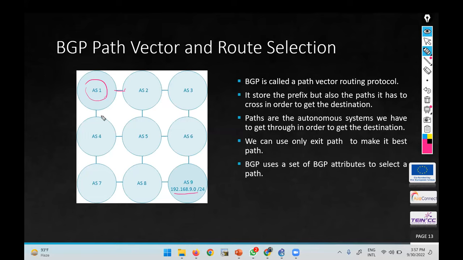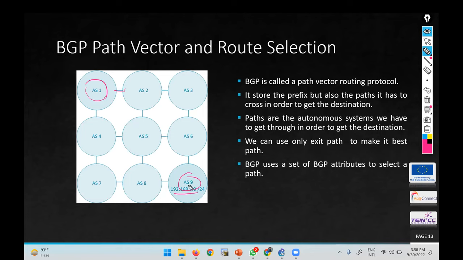In AS number one, BGP always chooses the best path. So what will AS number one do for reaching 192.168.9.0/24 in AS number nine? It can always choose the exit path. Meaning if AS number one wants to reach these networks, it has only two paths, right? Only AS number two and AS number four.